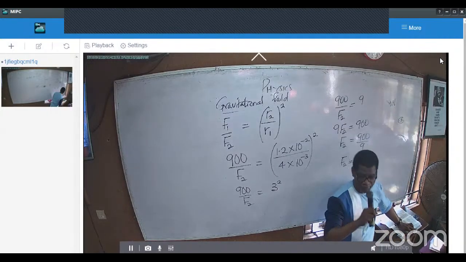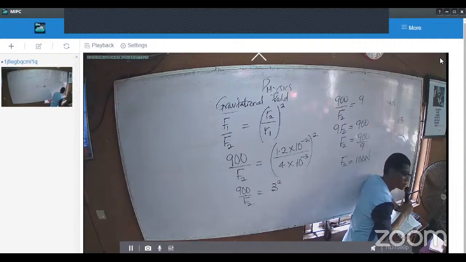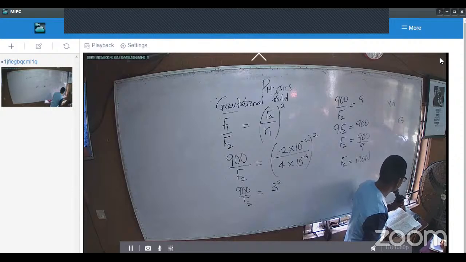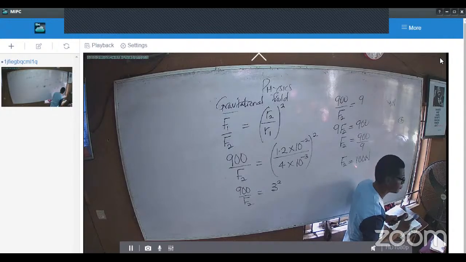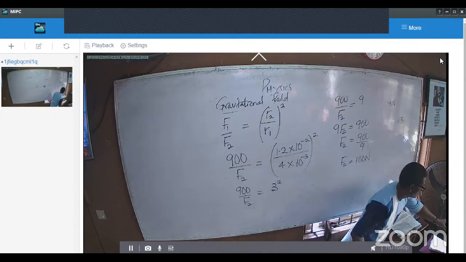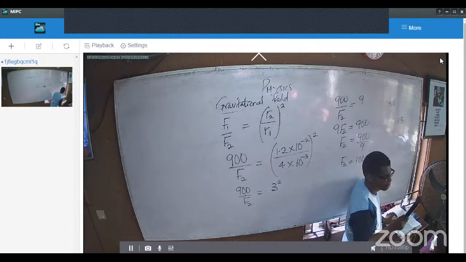Number 7. Which of the following statements is or are correct?